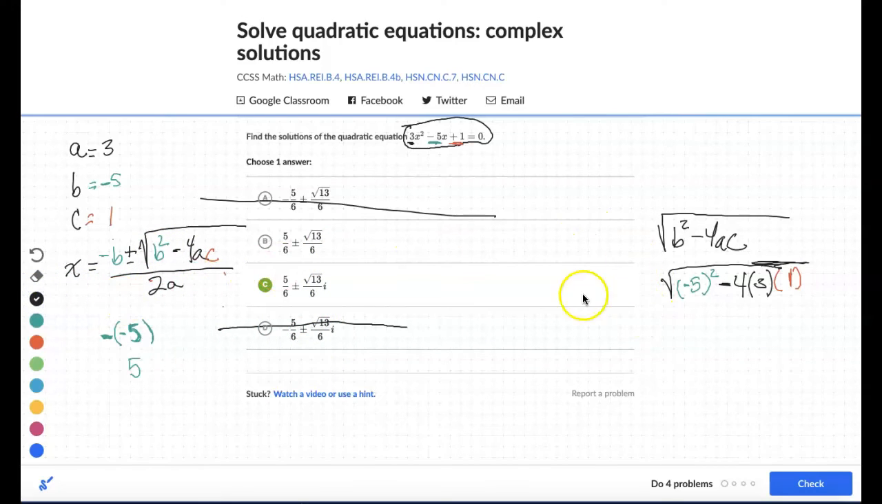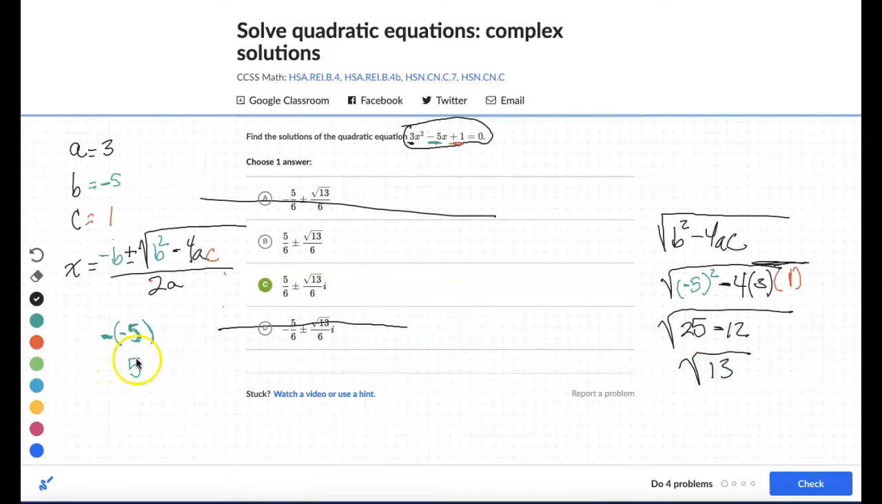So let's go ahead and simplify this a little bit. Negative 5 times negative 5 is 25. Minus 4 times 3 is 12, times 1 is also 12. So that's going to be a minus 12. And in this case, 25 minus 12 is a positive 13.